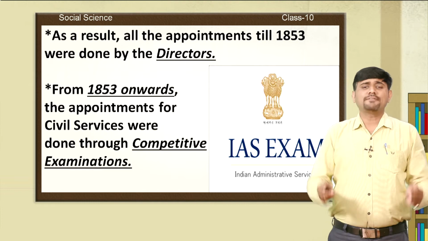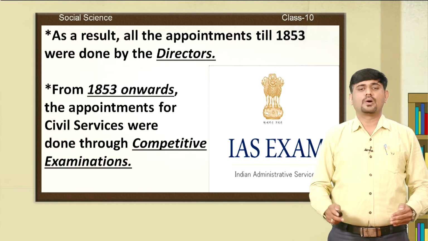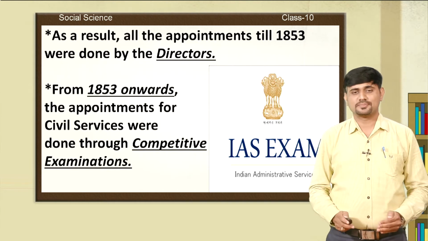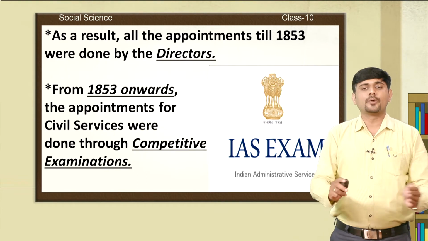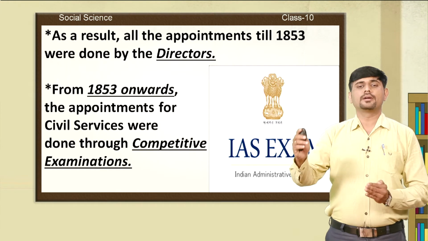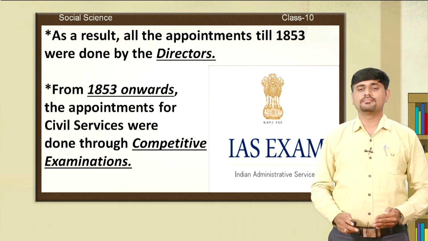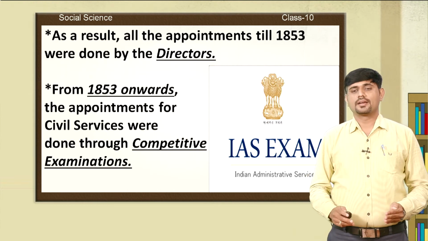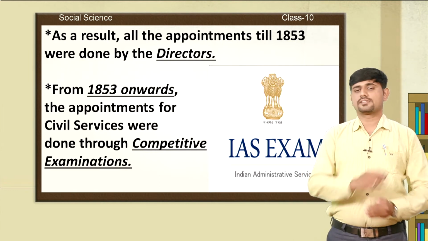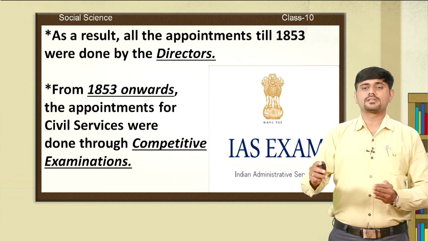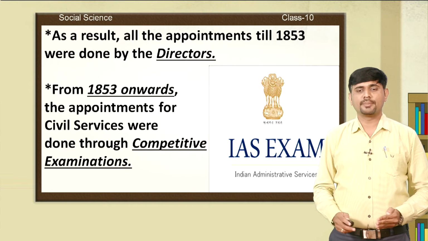But after 1853, the appointments for civil services were done through competitive examinations. The Indians had to attempt these competitive examinations. Those who were promoted with good rankings would be given good positions in the British East India Company. So here is an example: IAS exam, IFS exam, Indian Police Service, Indian Foreign Service, Indian Railways Services, the various civil service positions created by the British government in those days.